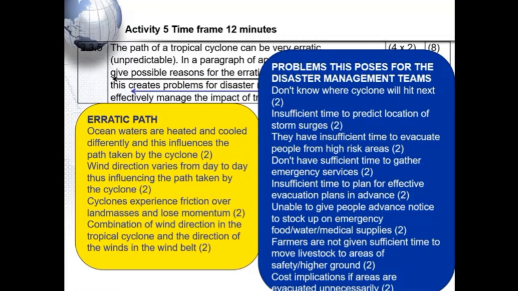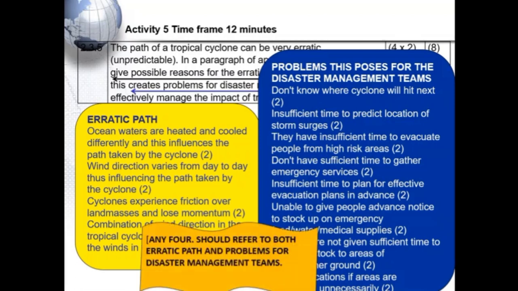All right, ladies and gentlemen, that is tropical cyclones. They'd say in any question you should refer to both the erratic path and the problems that disaster management teams will face.